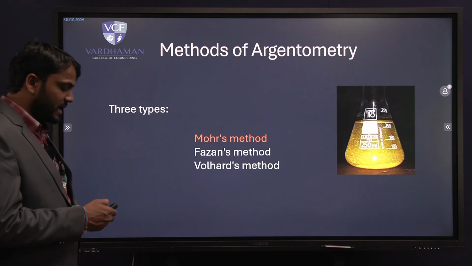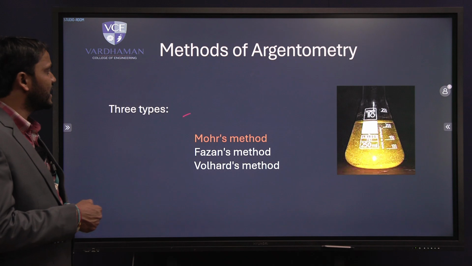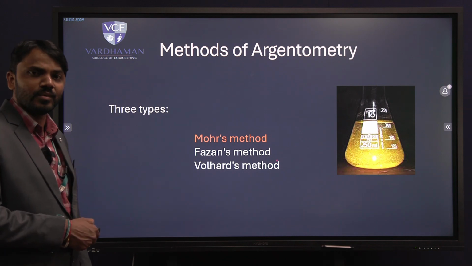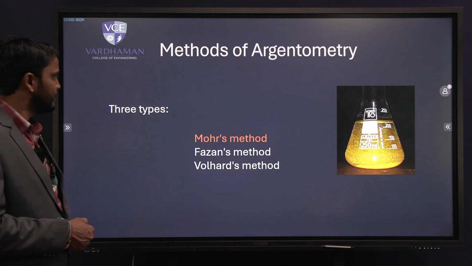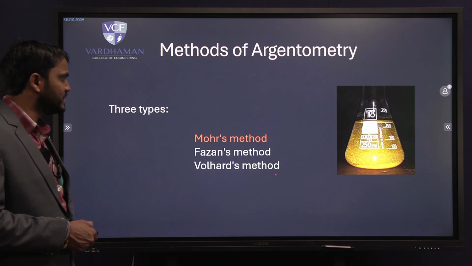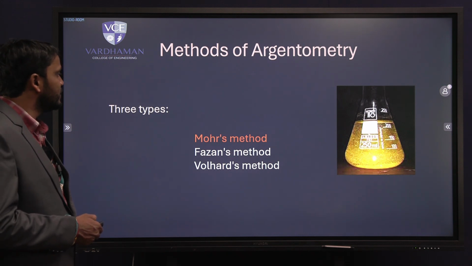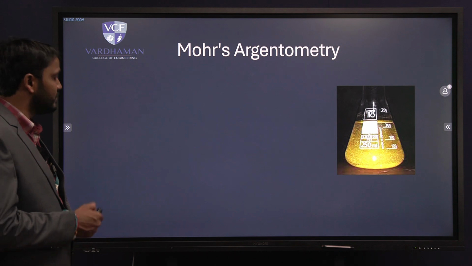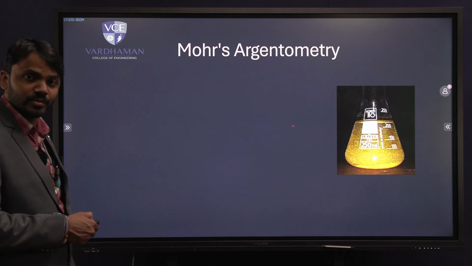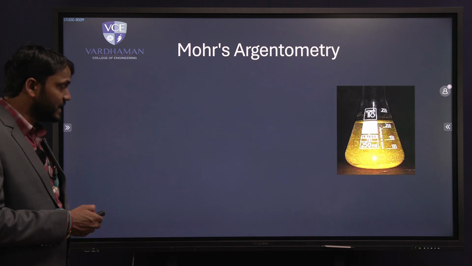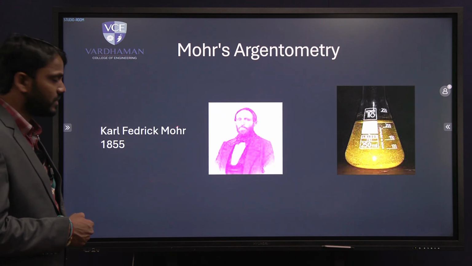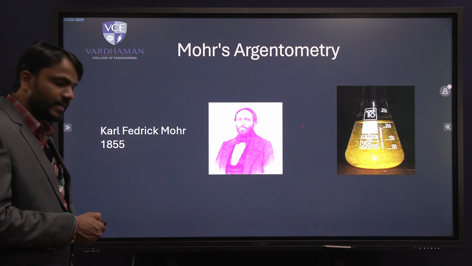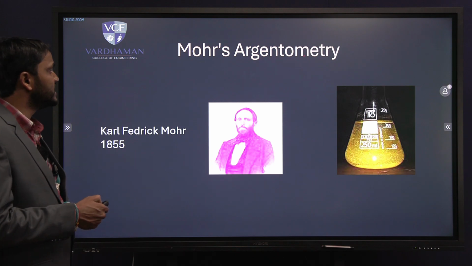Now, there are three methods to analyze the ions present in the water sample: Mohr method, Volhard method, and Fajans method. In the current study, we are using the Mohr method, so we are calling it Mohr argentometry. Why do we call it Mohr argentometry? This method was developed by Carl Friedrich Mohr in 1855.